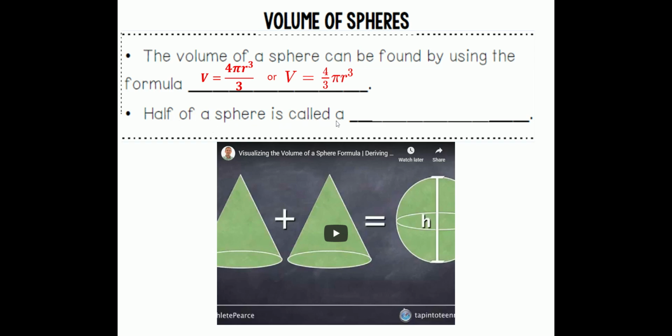Half of a sphere is called a hemisphere. So we will have some problems where they're asking us to find the volume of a hemisphere. This is easy. They just want you to find the volume of a sphere, and then you divide it by 2 in order to get half of the volume of the sphere.